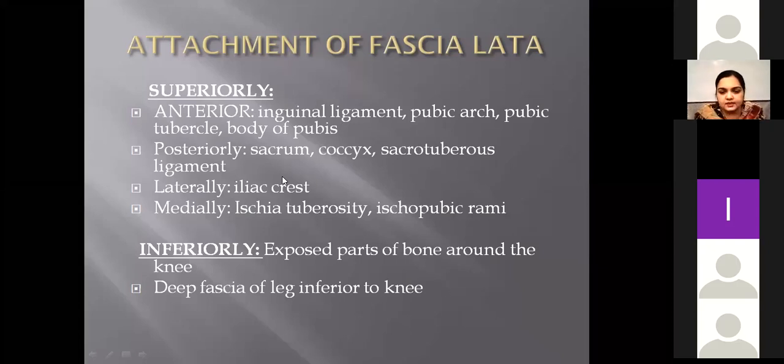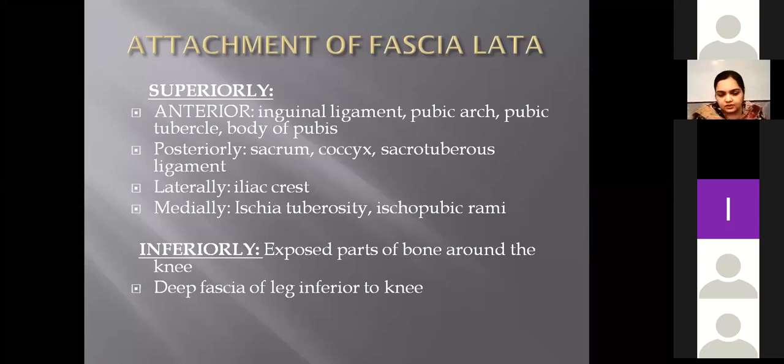I'm summarizing again. First, the thigh is a region present between the hip and the knee. To approach the muscles, first we have to remove the skin, then the superficial fascia. The superficial fascia of the thigh is simply the continuation of the superficial fascia of the anterior abdominal wall, but only the second layer, that is Scarpa's fascia. The first layer is called Camper's fascia.